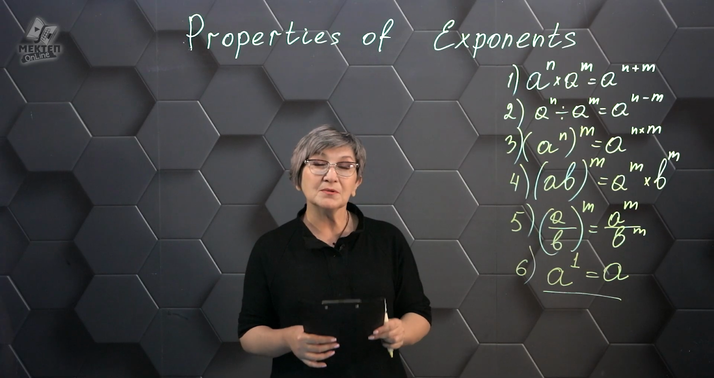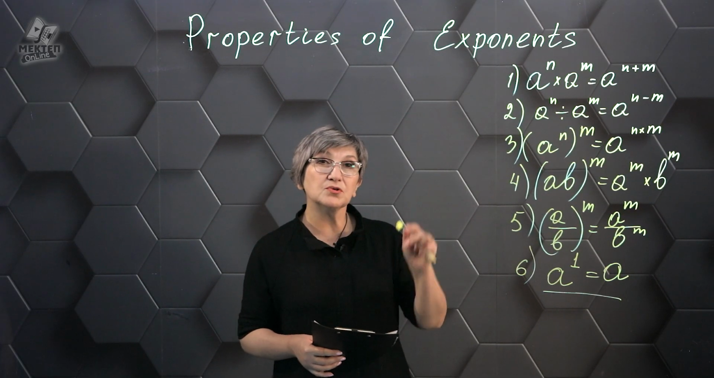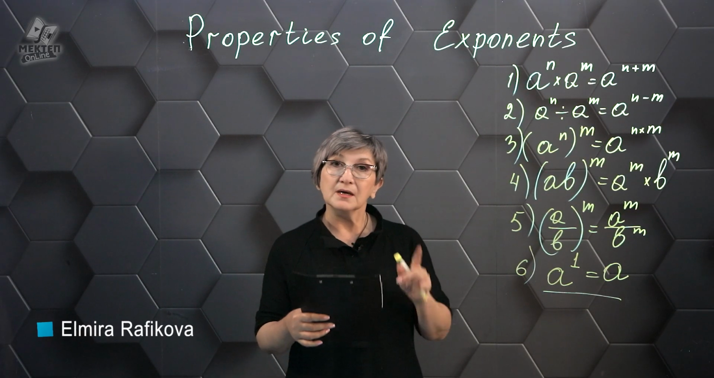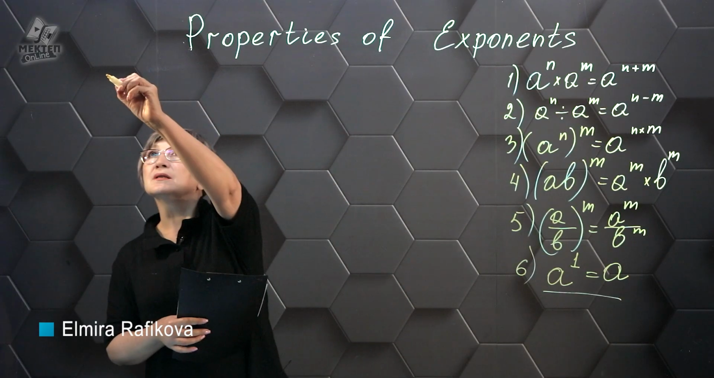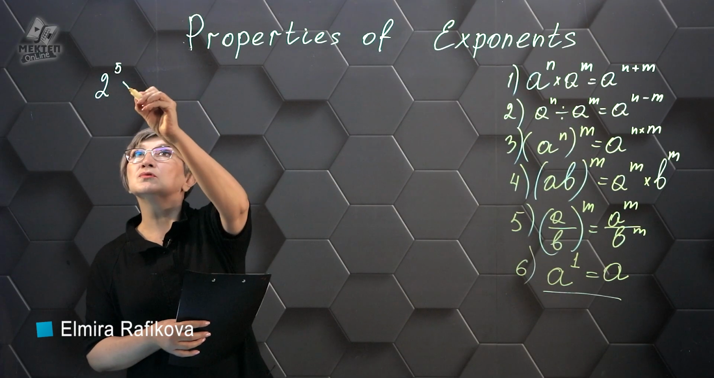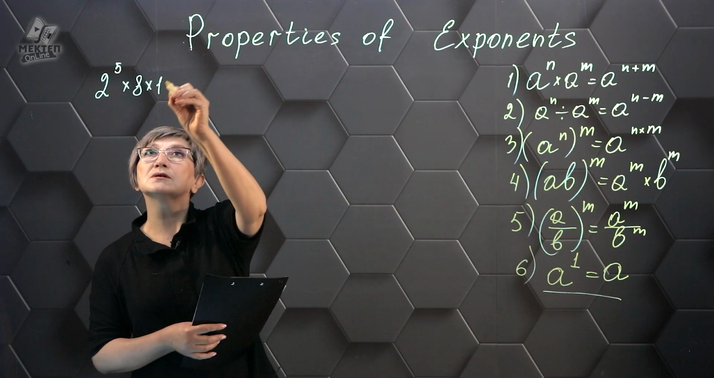Hello! Today in the lesson, we will solve some more examples using the properties of degree. First example: 2 to the power of 5 is multiplied by 8 and multiplied by 16.